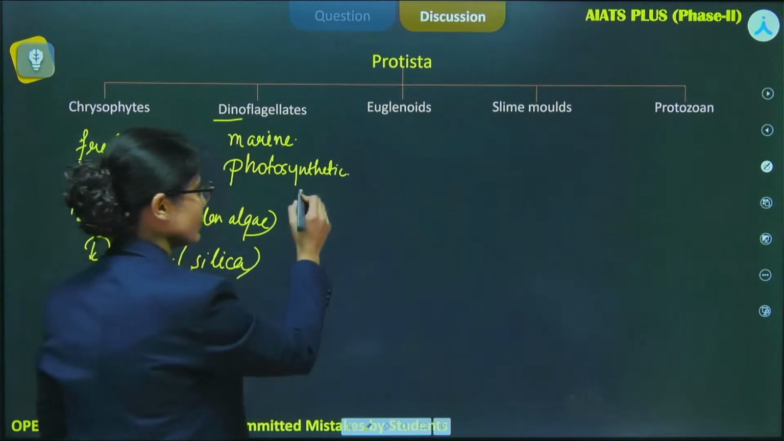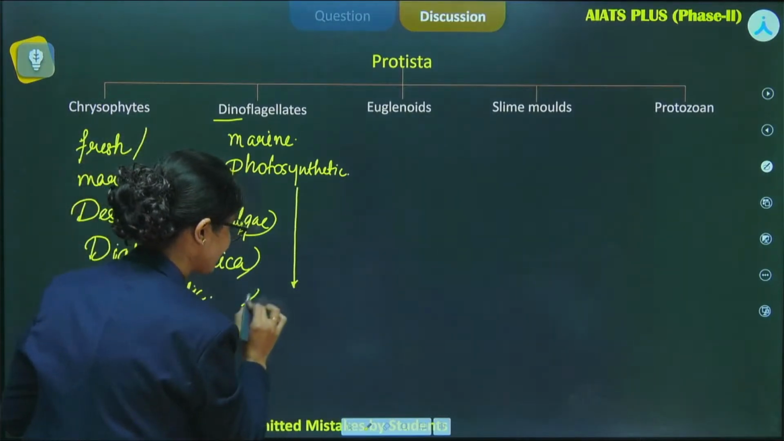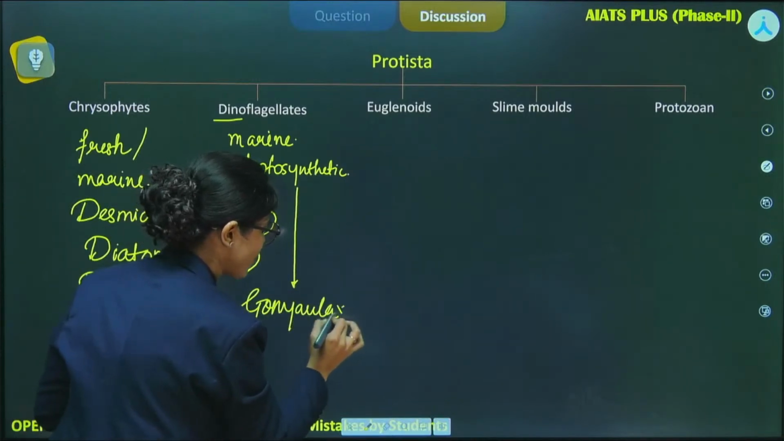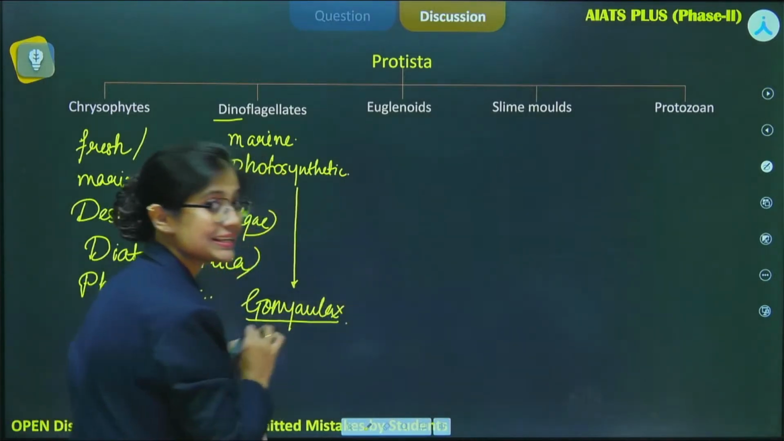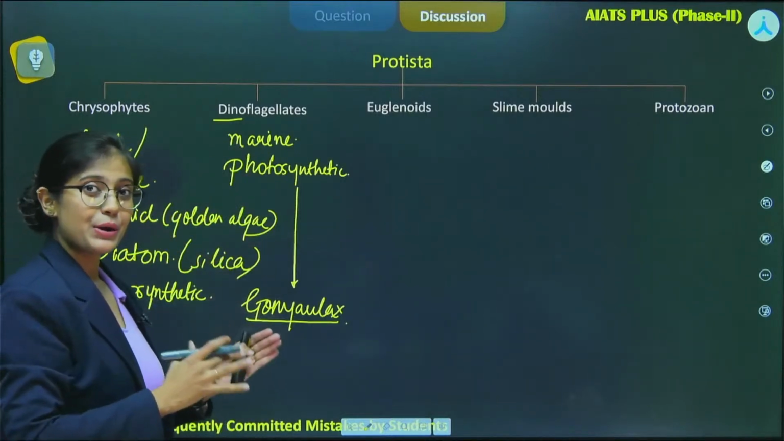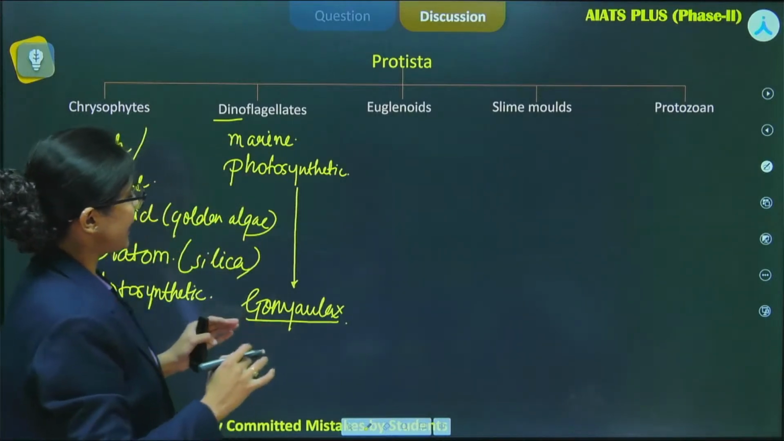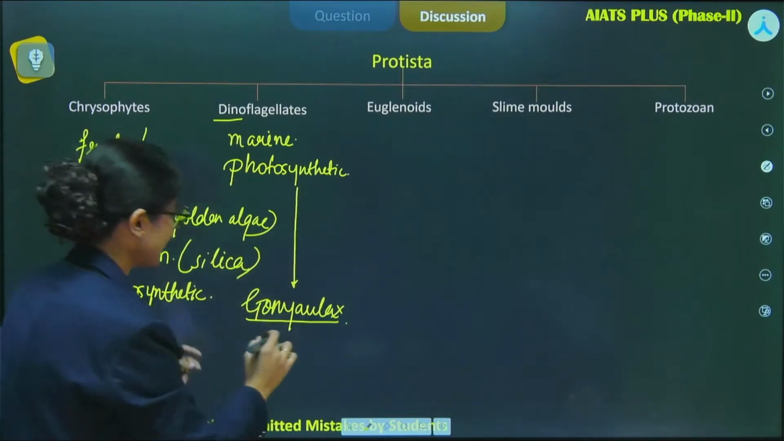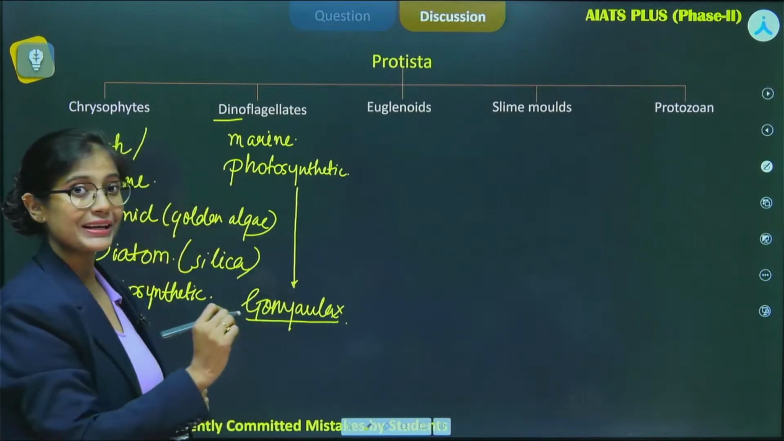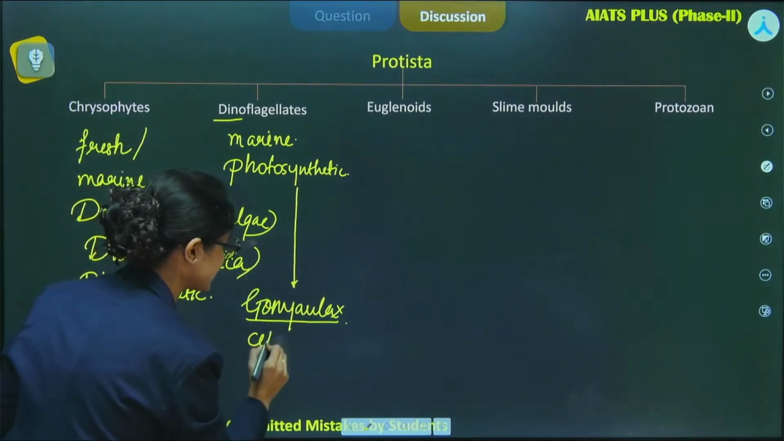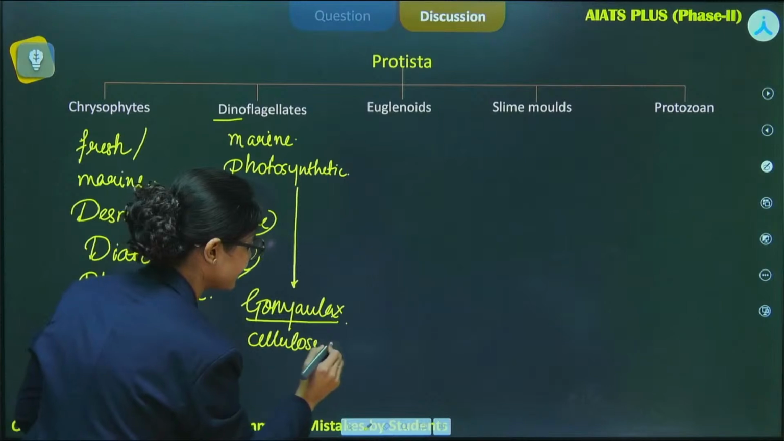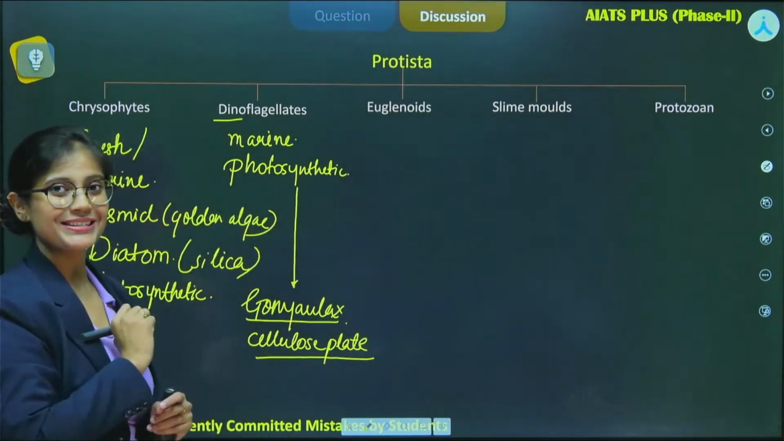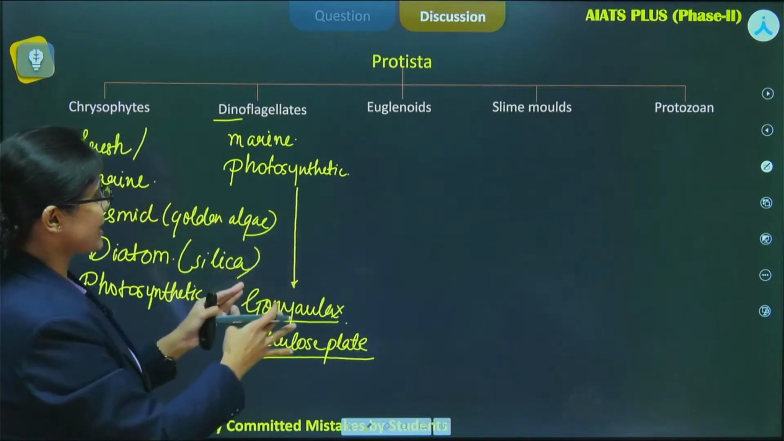For example, one very classic example of a dinoflagellate is Gonyaulax, which causes red tides in the sea because it appears red in color, right? And if we talk about the cell wall, in the cell wall of dinoflagellates, cellulosic plates are present. Right? So this is what a dinoflagellate is.